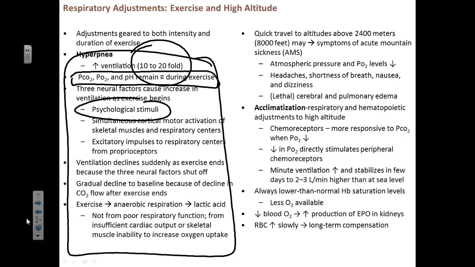So physiological stimuli like CO2 or oxygen levels don't really have such an influence on the respiratory rate as psychological or simultaneous activation of the cortical centers that control muscle activity and medullary centers that control respiratory activity. Does that make sense? It's pretty much the same neuronal pathway. When a signal goes to the muscles, it also is being sent to the respiratory centers. Does that make sense?